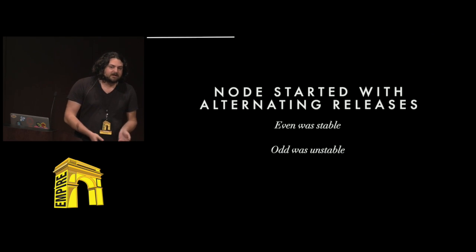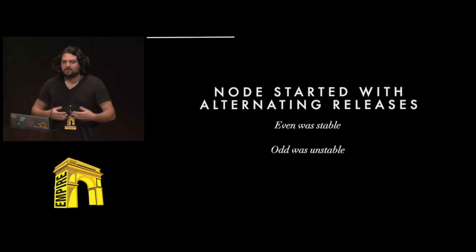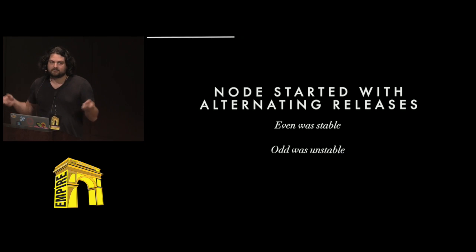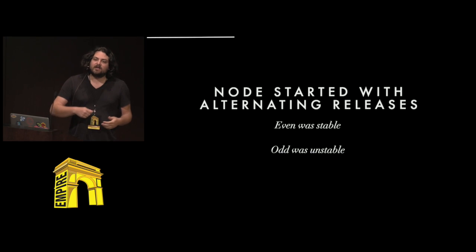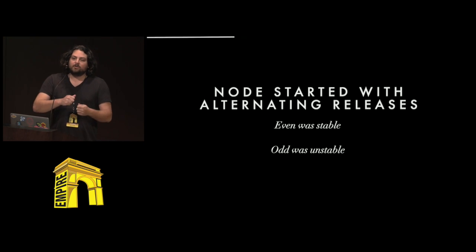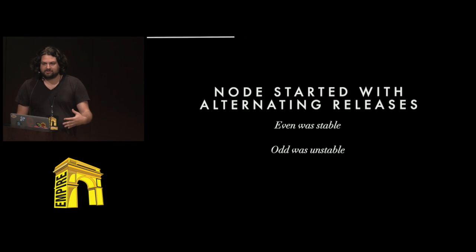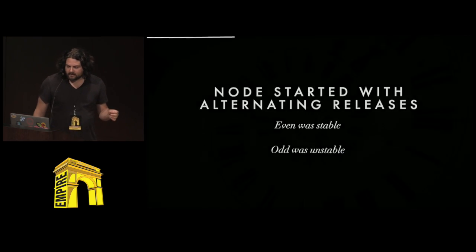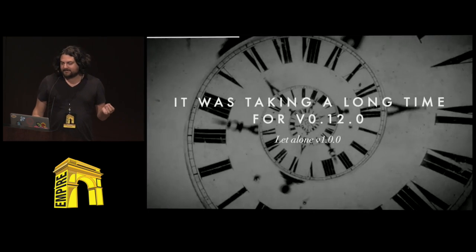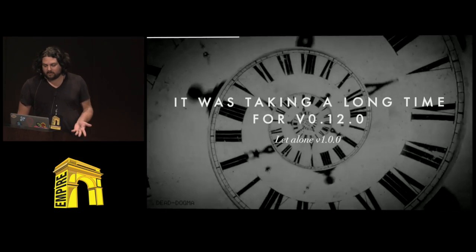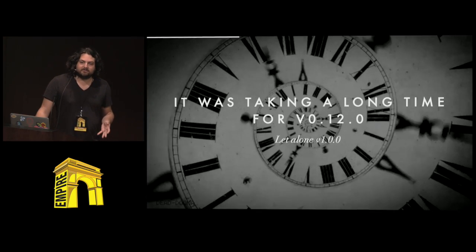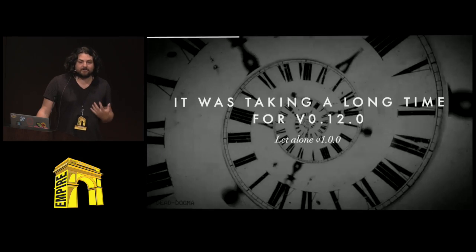So the idea would be that every even release would only get stable updates for the most part, and anything that was experimental would happen in the uneven release, and then when we were ready to do a new major, we would bump to another even number with the changes from the uneven number. It turned out that this didn't entirely work, and it took a really, really long time to get to 0.12. And people were getting very restless.